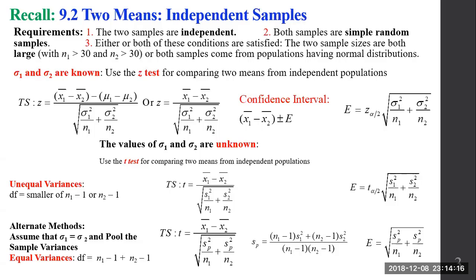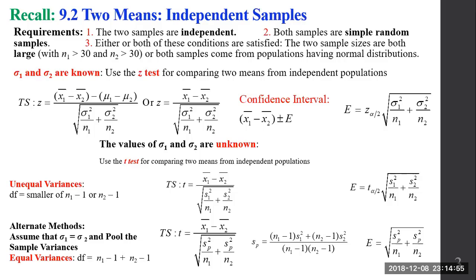So as usual, the population standard deviation, sigma, in this case, we say sigma 1 and sigma 2, because we are dealing with two populations. If they are known, and normally that is not the case, then we can use the Z test, in which case we use the test statistic Z equals X1 bar minus X2 bar over the square root of sigma 1 squared over N1 plus sigma 2 squared over N2. Again, notice the second portion of the numerator, which is mu1 minus mu2, is 0 coming from H0.